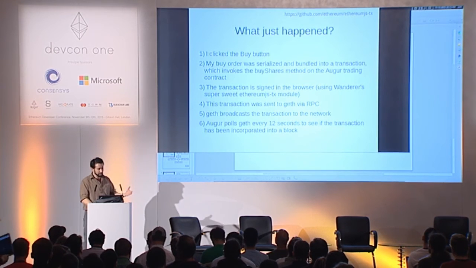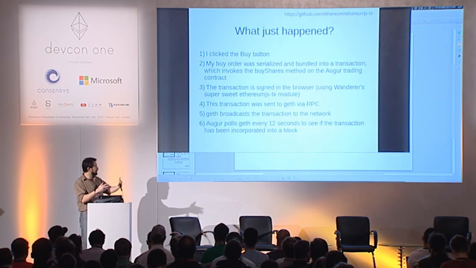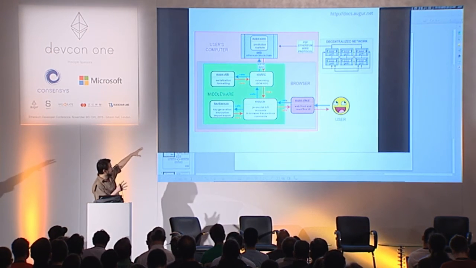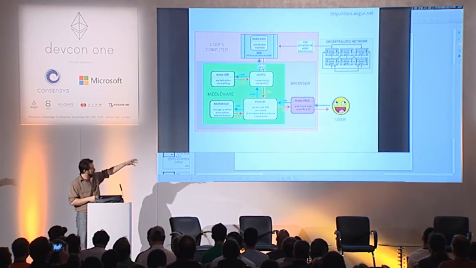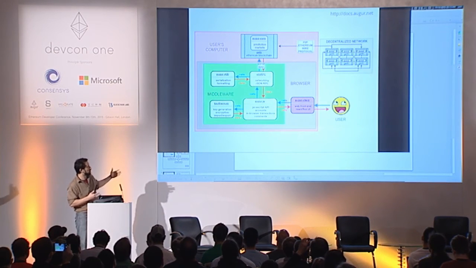Then we send it to Geth. Geth broadcasts the transaction to the network, and then we just poll Geth to see when the transaction's been incorporated into a block. And this is what our architecture looks like. So we've got our very happy user, and this interface that I've been showing you is the pinkish purple blob where it says Augur client.